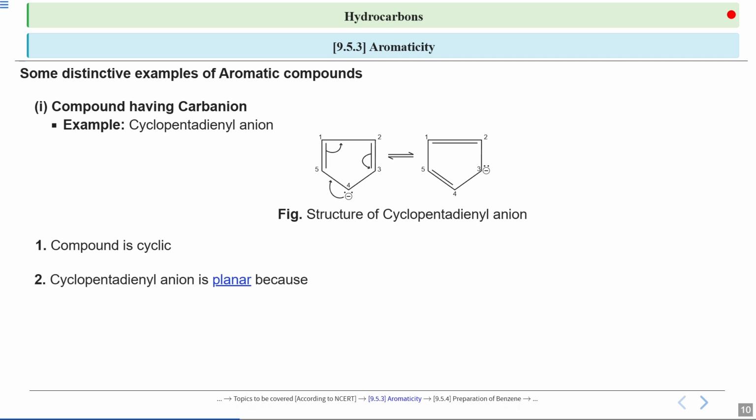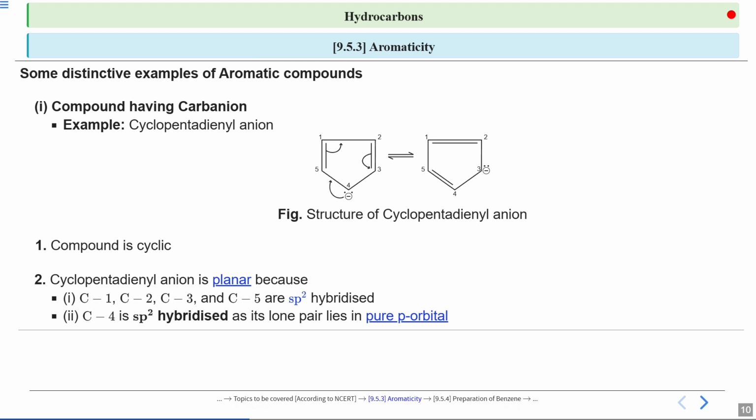It should be planar. Planarity means that all the atoms in the ring lie in the same flat plane. This is important because it allows the electrons to overlap and delocalize around the ring, which is necessary for aromatic stability. Here you can see that C1, C2, C3 and C5 are all sp2 hybridized. This means each of these carbons forms 3 sigma bonds and has one unhybridized p orbital. These p orbitals line up side by side, allowing for the delocalization of electrons above and below the plane of the ring.